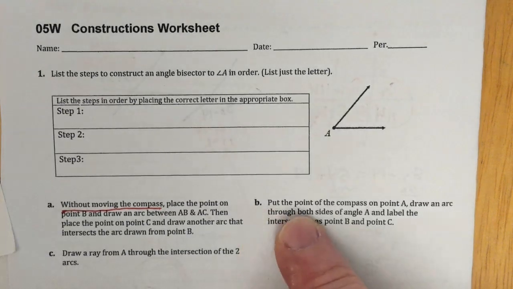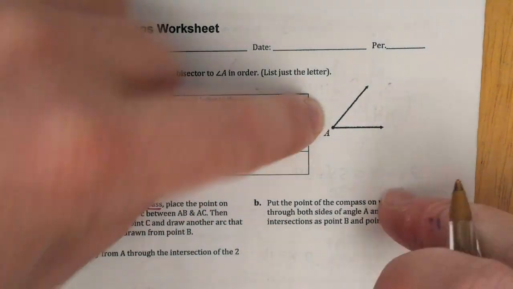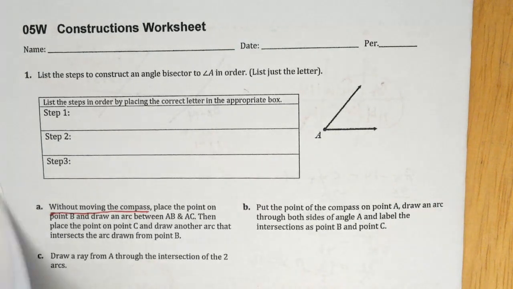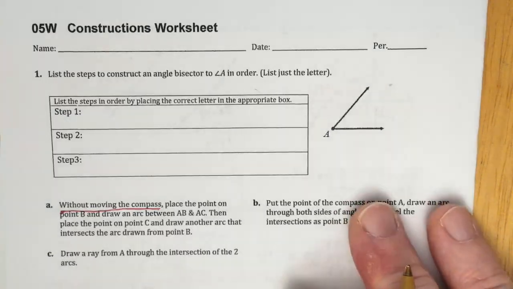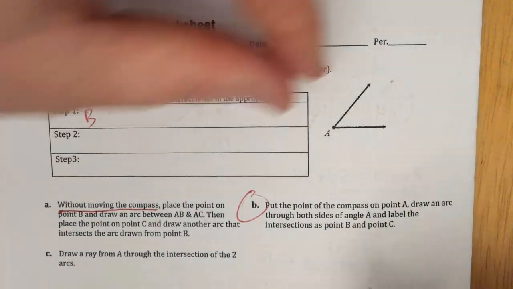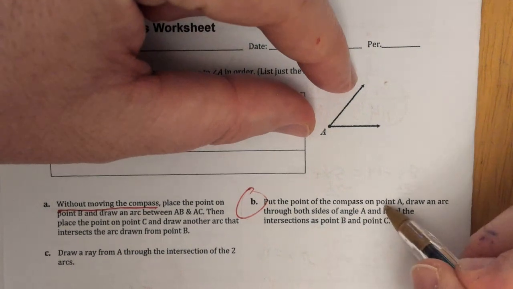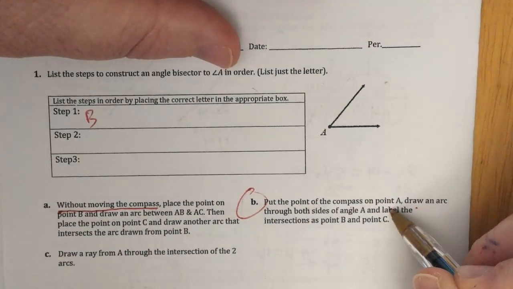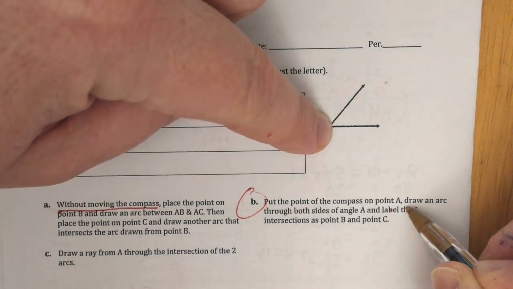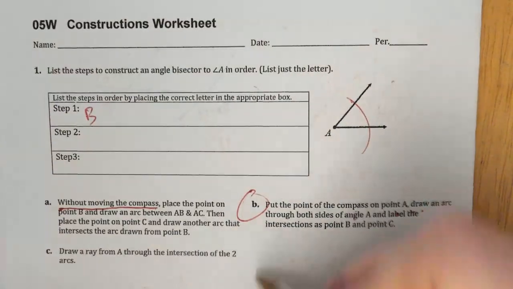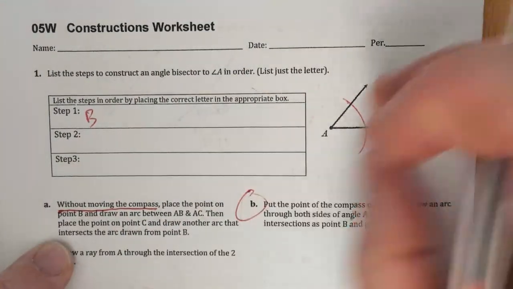Let's see. Put the point of the compass at A and make an arc. Okay, so that's actually doing something first. So that sounds very promising right there. All right, so that's going to be the first thing. So that's B. So we put our compass somewhere, and then we made a point. So put the point of your compass at point A, and draw an arc through the two sides. So basically, I'm just like that, right? That's the first step.